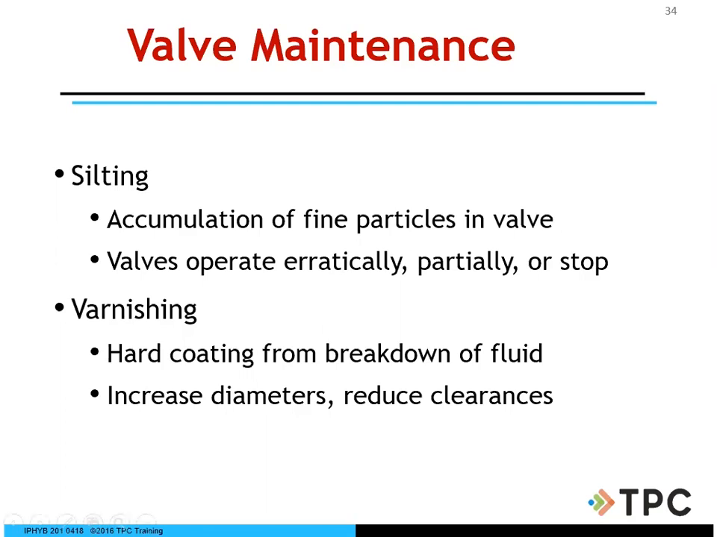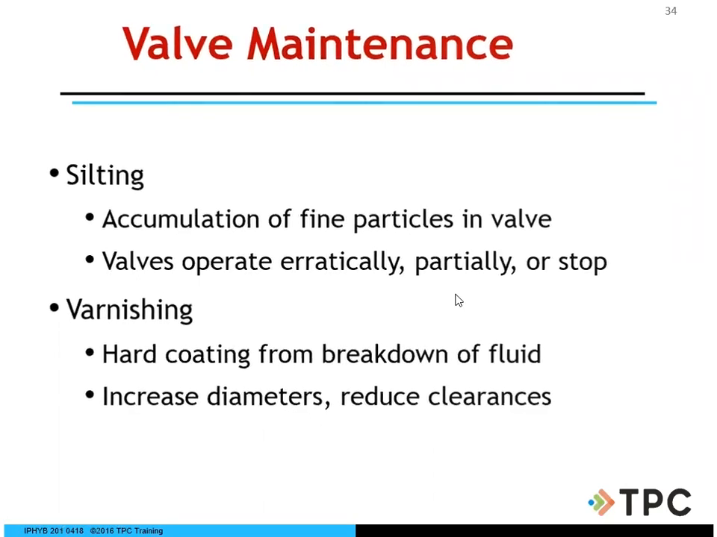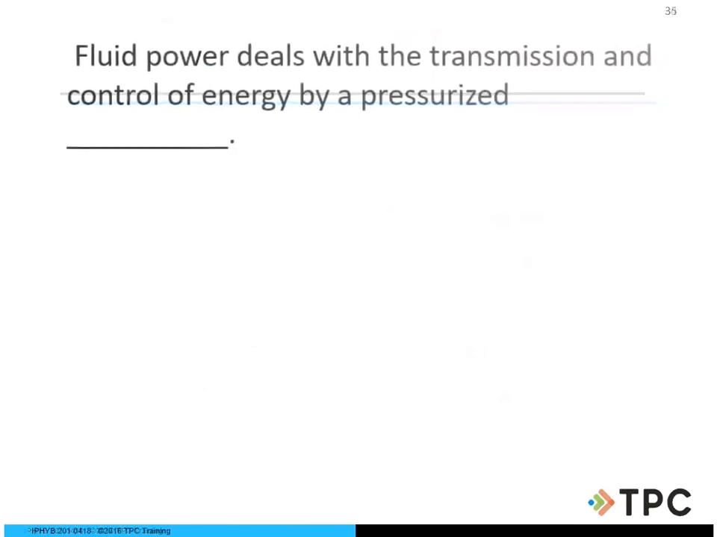Now we have here hard coating from the breakdown of the fluid. Once your fluid breaks down, once the viscosity starts to break down because of overheat, your temperature is too high, then you're going to have what's called varnishing. So increased diameters, reduced clearances, and your valve is not going to be working properly. So those are important aspects to look at.